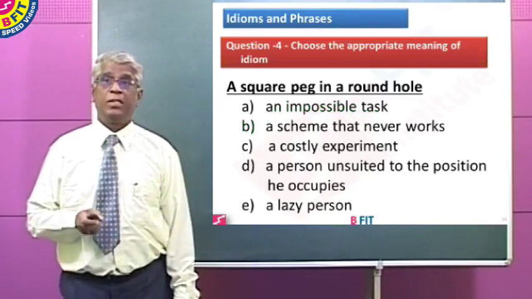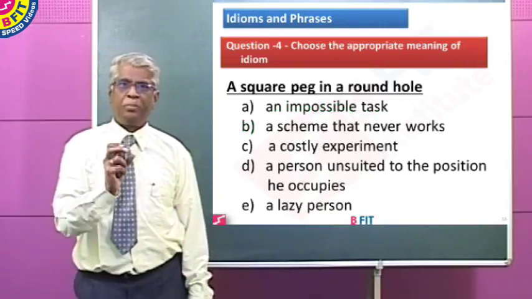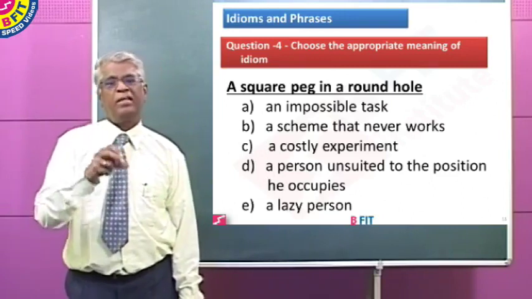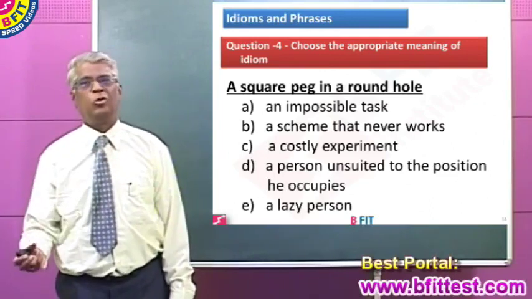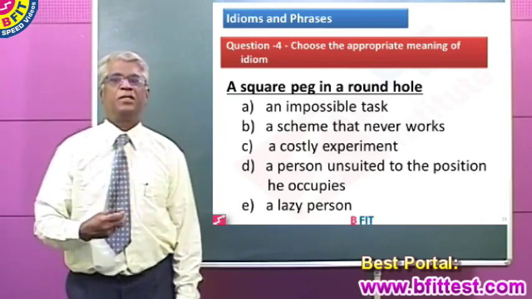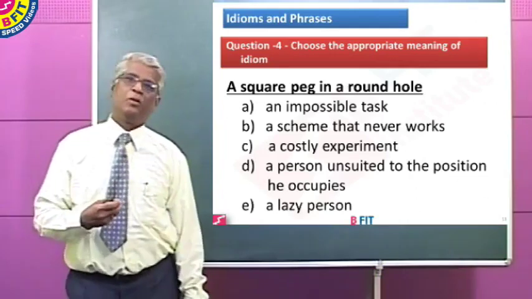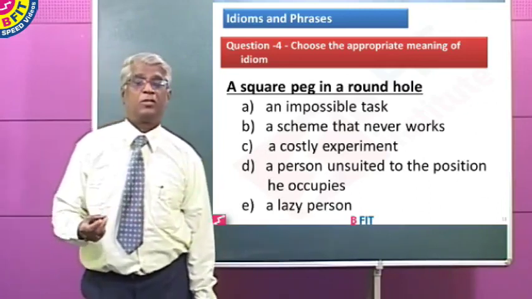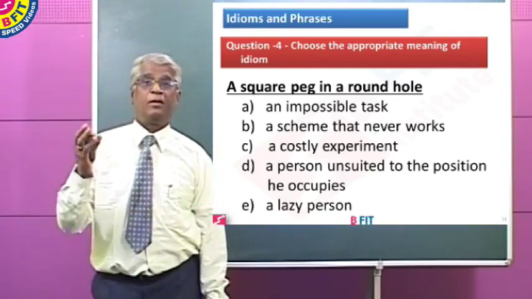Now the next one, a square peg in a round hole. A square peg in a square hole will never be a problem. A round peg in a round hole will not be a problem. A square peg in a round hole shows that there is something which is a misfit. People very often use this idiom to talk about their boss. People feel that the boss is always right and they are always wrong. So very often we hear people saying, my boss is a square peg in a round hole.